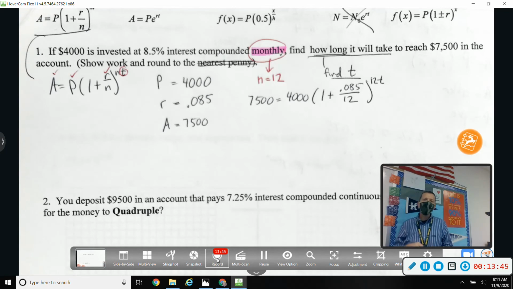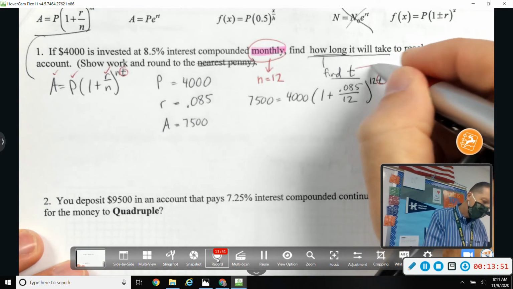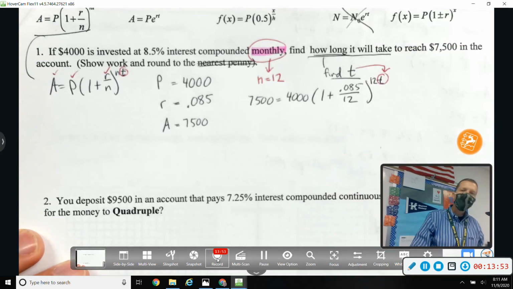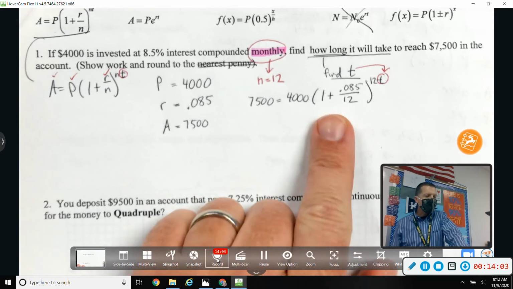So, trying to get t by itself. Thoughts on what we should do first? Try to start peeling off the pieces to get to t? What's that? Okay, I could deal with this.